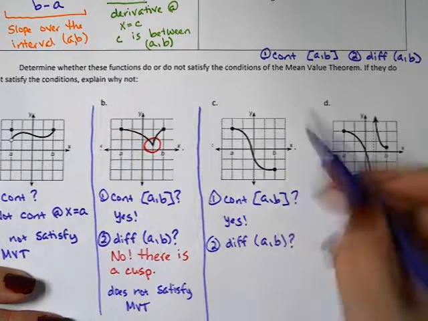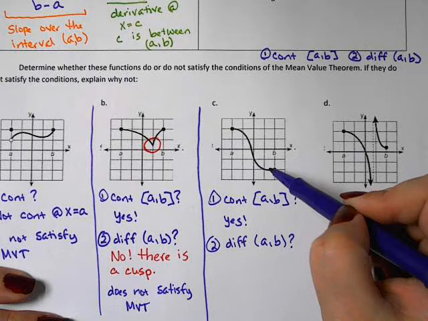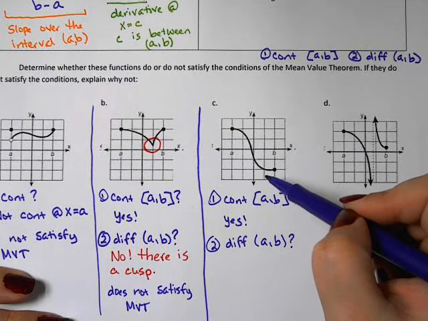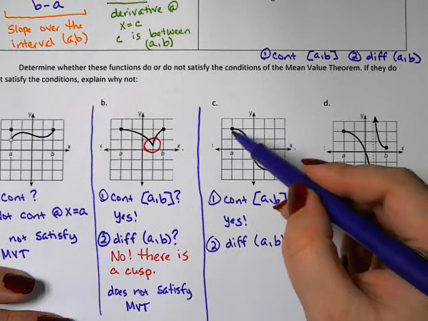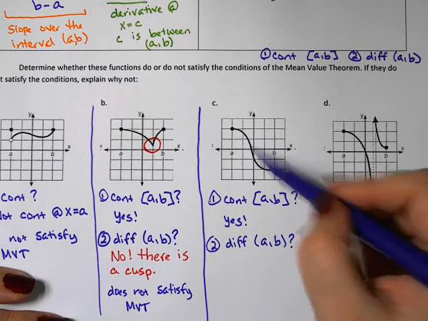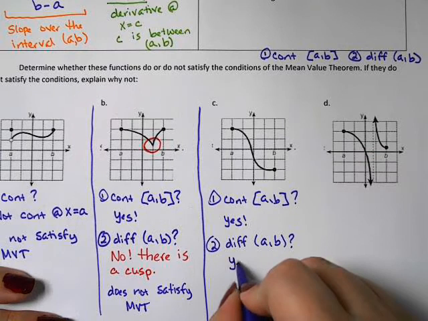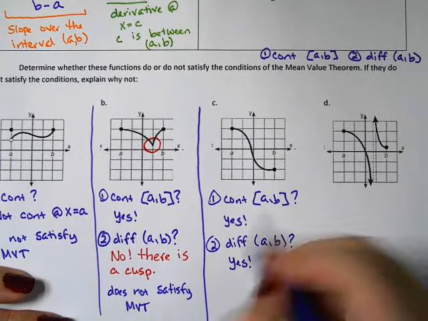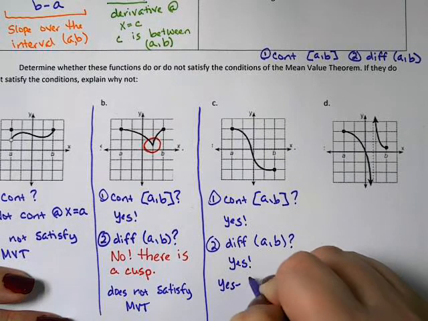Condition 2 says, is it differentiable on the open interval from A to B? And if we look, there's going to be a derivative everywhere on this interval. There's no cusps, no corners. There's no vertical tangents. It does get pretty big over here, but it's not going to actually be a vertical tangent anywhere. So this one is differentiable everywhere, which means this one does satisfy the conditions of the mean value theorem.